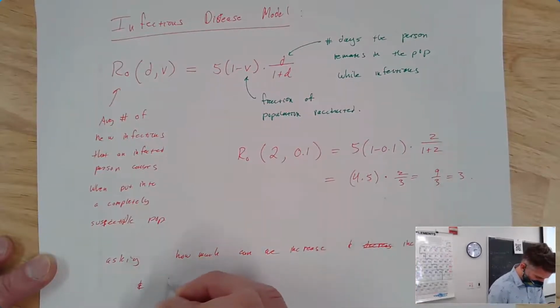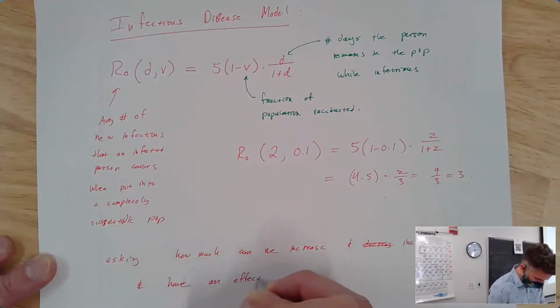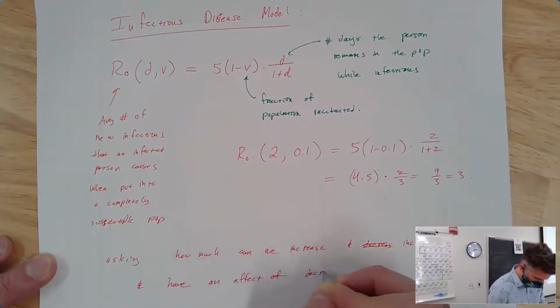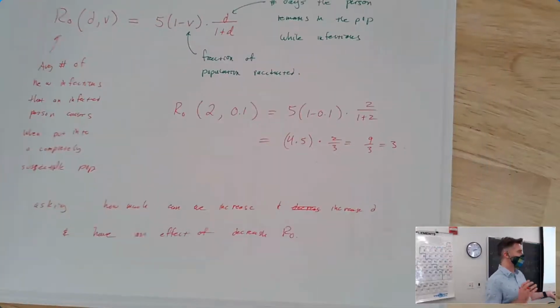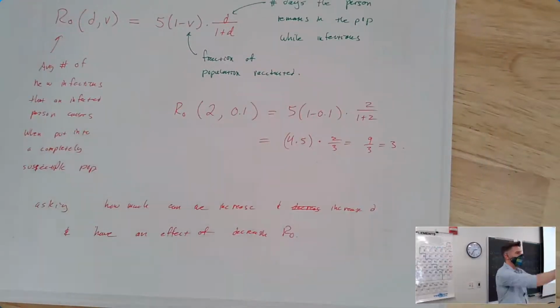And have an overall effect of decreasing or not, because that's the goal. The idea here being that we only have resources to do one thing. So if we increase the vaccine rate, we can't also decrease the number of days that someone's in the population, or vice versa. We're trying to decrease the number of days someone's in the population, we can't also increase the vaccine rate.